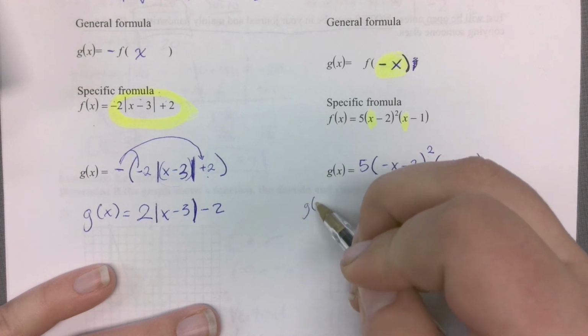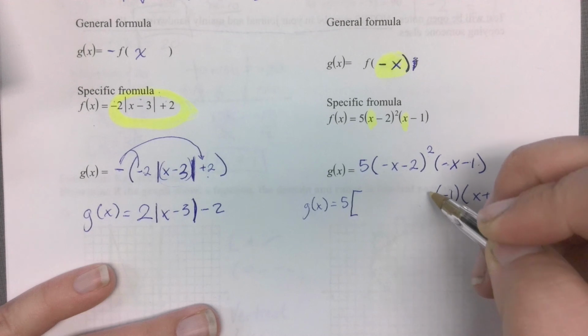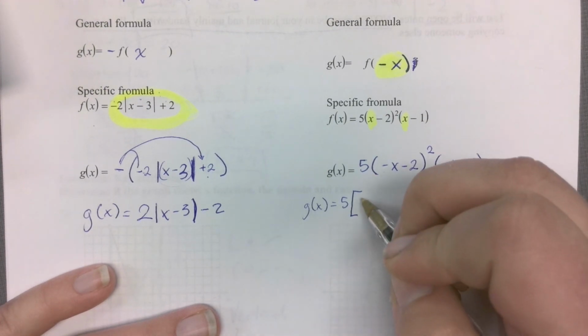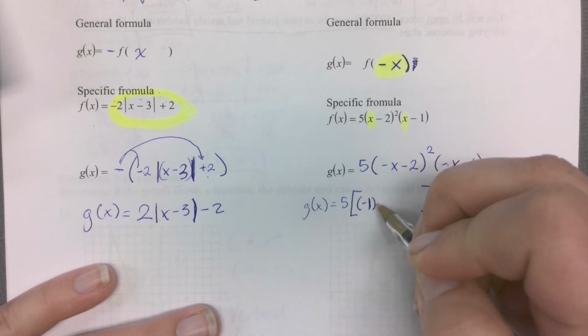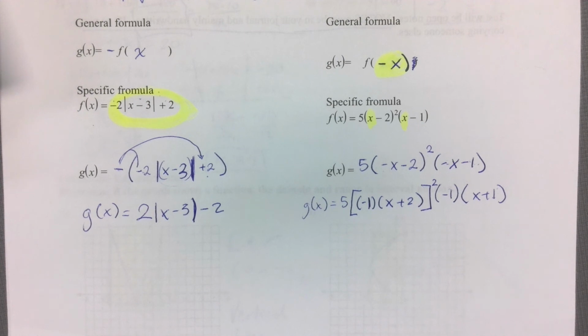Okay. I'm going to do the same thing here, but there's going to be too many parentheses. There's going to be parentheses you don't like. I'm just going to do this. I'm going to put brackets because the whole thing is still squared. -1 times x plus 2. You with me?